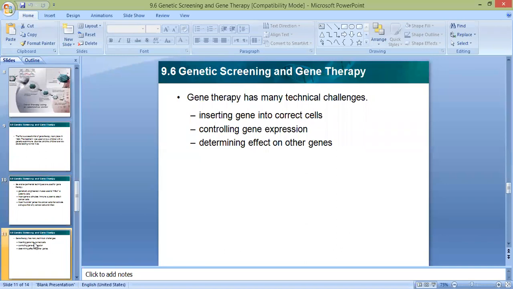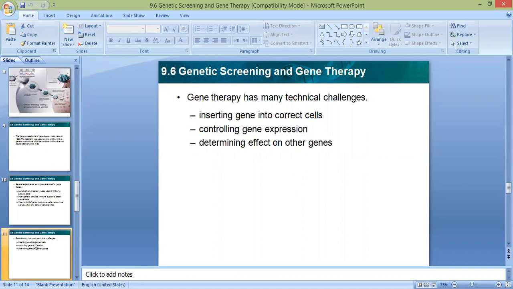Now, gene therapy has many technical challenges. شو ال challenges اللي ممكن تصير عندي؟ أول شيء inserting gene into correct cell. مش إشي سهل. It's not an easy thing. Okay? هذا is a challenge to insert the gene into correct cell.